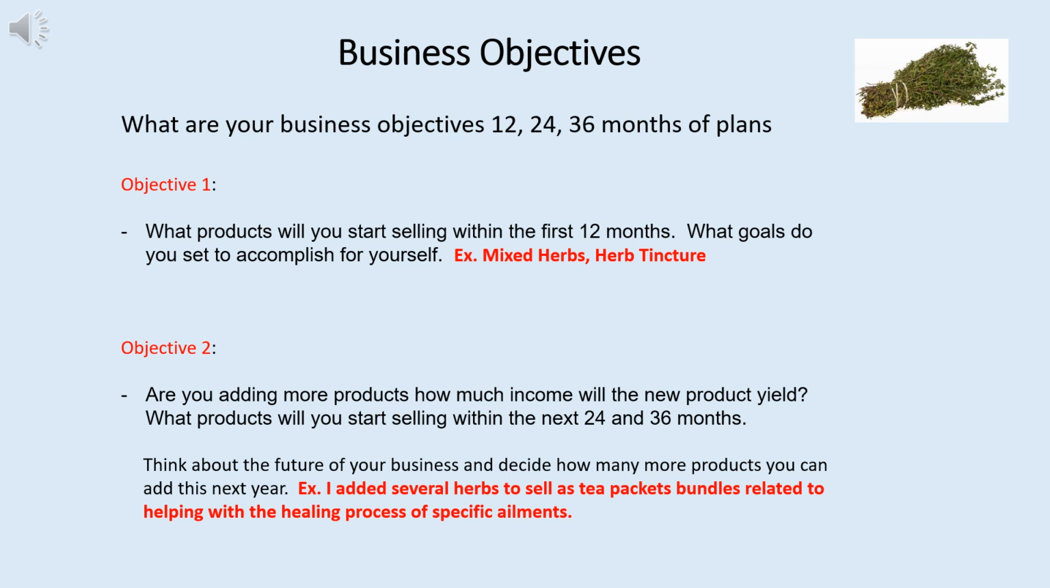Objective 1. What products will you start selling within the first 12 months? What goals did you set to accomplish for yourself? Example: mixed herbs, herbal tinctures, and healing teas.